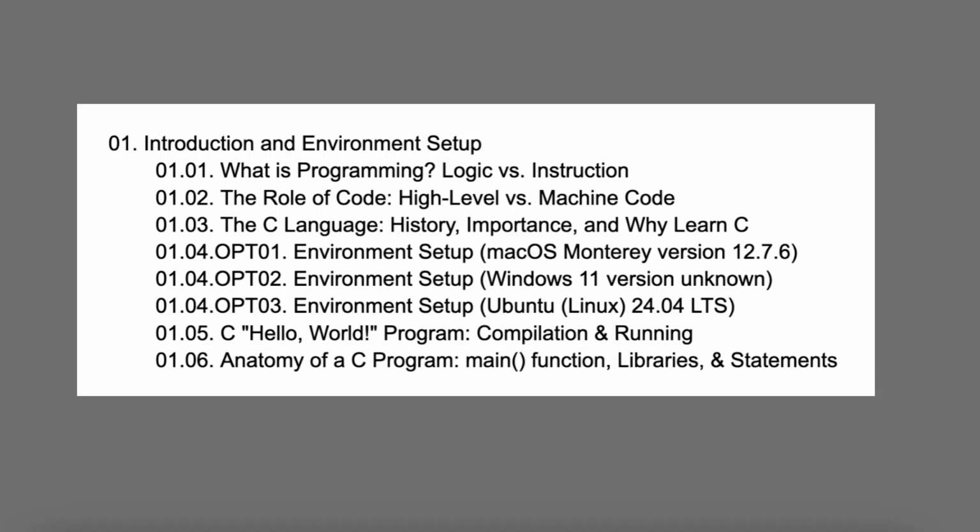Fourth, option 1, environment setup, macOS Monterey version 12.7.6. Fourth, option 2, environment setup, Windows 11 version unknown. Fourth, option 3, environment setup, Ubuntu, Linux, 24.04 LTS. Fifth, C, Hello World, program, compilation and running. Sixth, anatomy of a C program, main function, libraries, and statements.